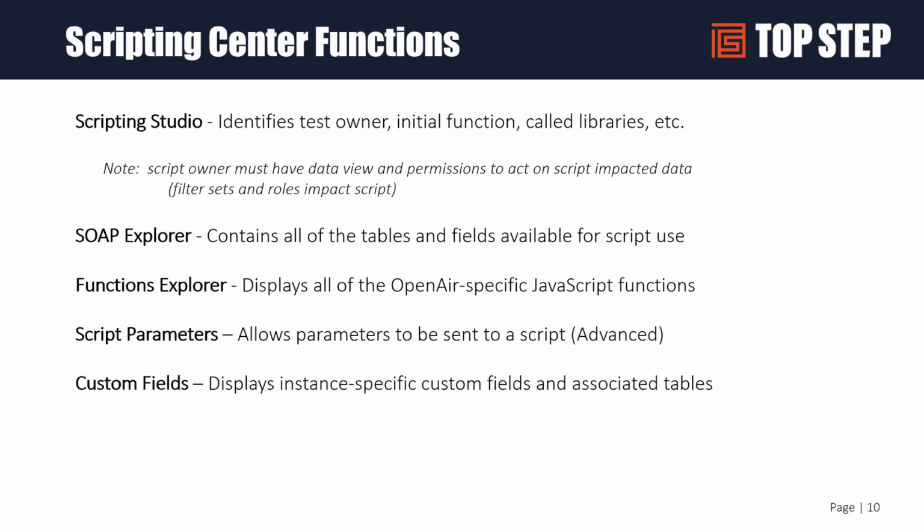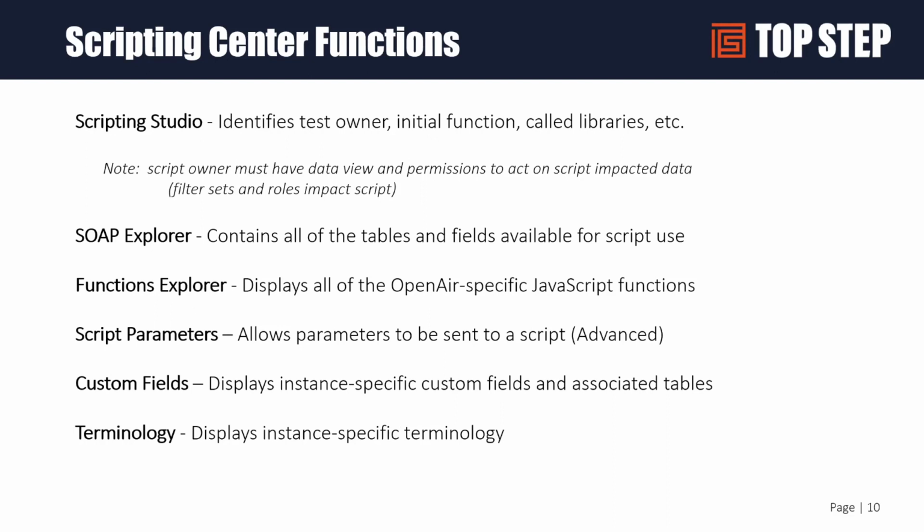The custom field section will show you all of the custom fields and their associated tables. I haven't found a great deal of use for this, to be honest. Those custom fields are displayed in the SOAP Explorer that we talked about for each table, and they're displayed with their correct spelling. So I haven't really needed to use this particular piece of the functionality before. It's there as a reference, but I haven't found it to be terribly necessary.